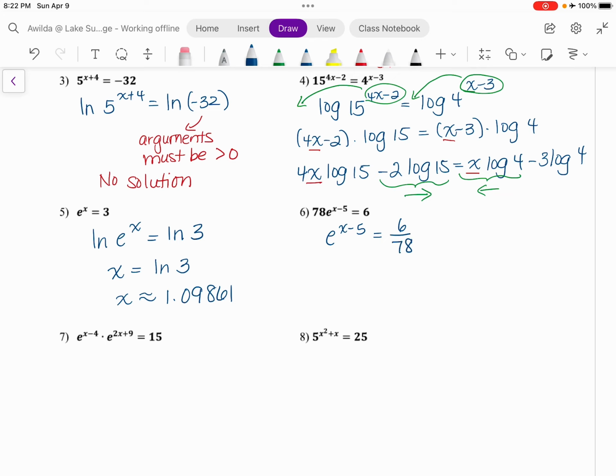Now if we take the natural logarithm of both sides, which is a better choice than the common logarithm since we already have an exponential expression with a base of e, we have natural logarithm of e to the x minus 5 power equals 6 over 78, which reduces to 3 over 39 if we divide by 2. On the left-hand side, natural logarithm of e to the x minus 5 power becomes x minus 5.